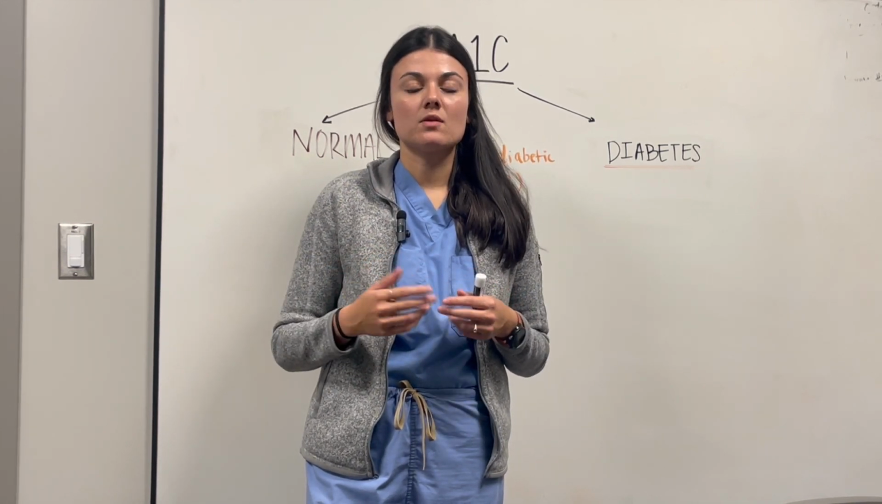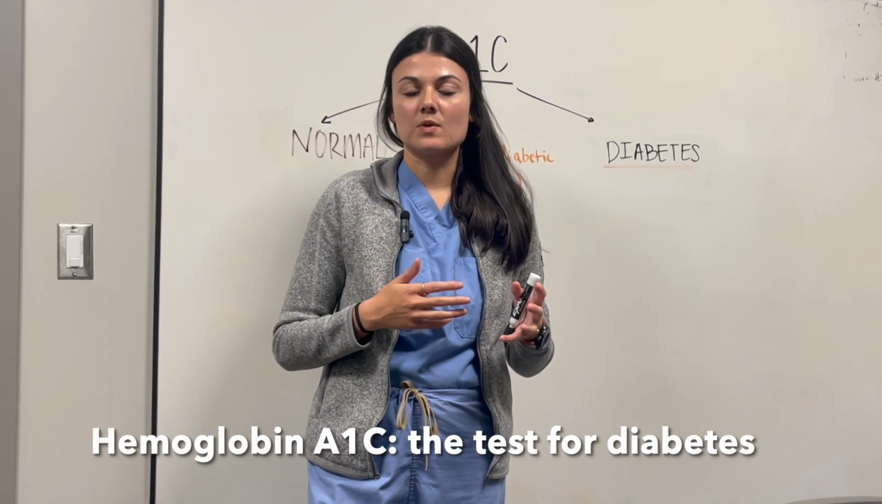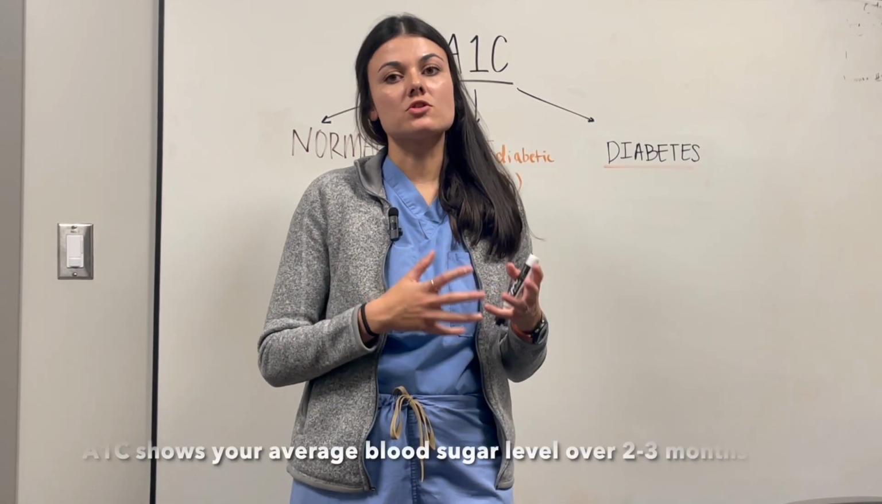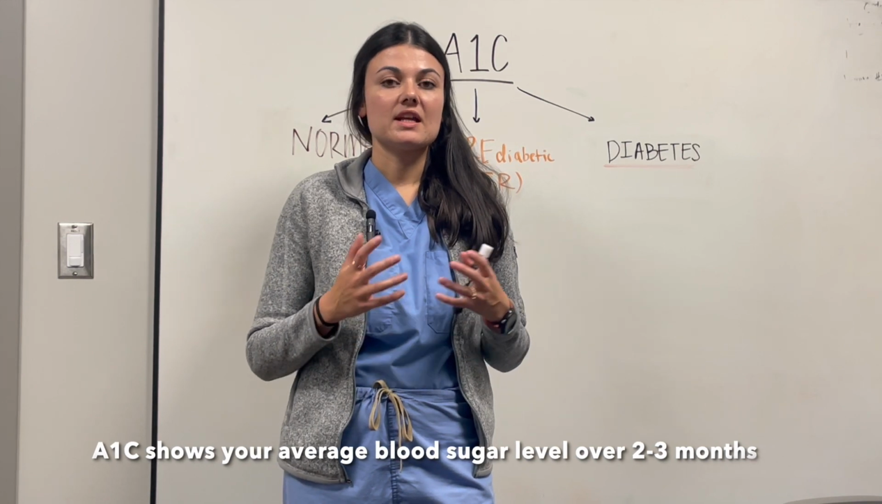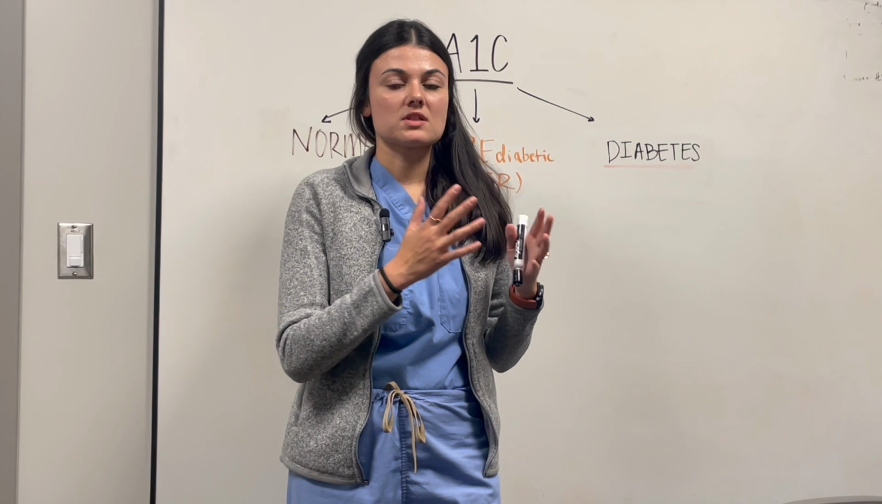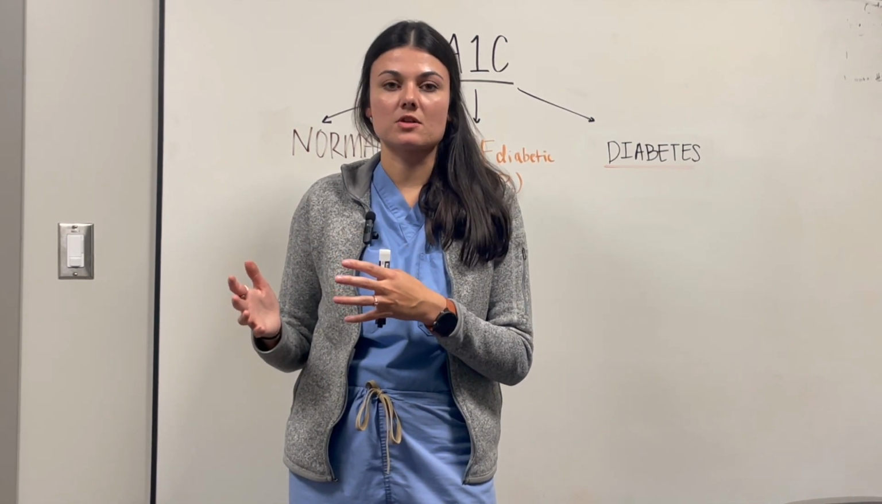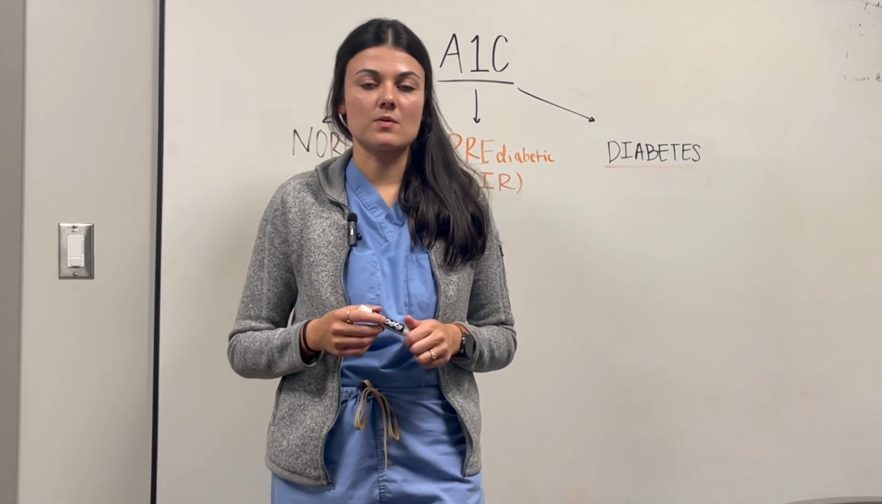First, let's define what is hemoglobin A1C. That's the full name for the A1C test for diabetes. The hemoglobin A1C shows your average blood sugar level for the past 2 to 3 months. An A1C test can be used for two reasons. It can be used to diagnose diabetes, or it can be used to see how well diabetes treatment is working.